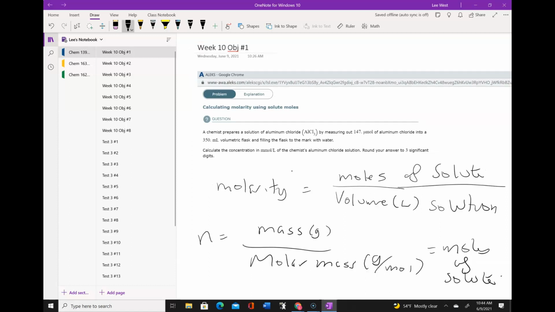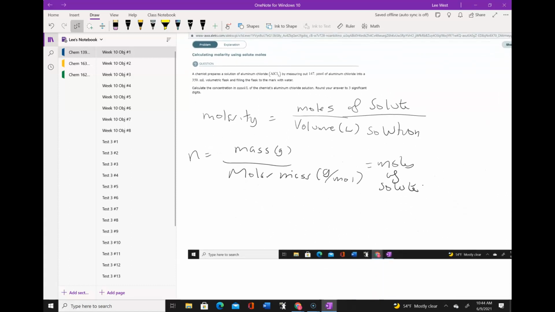Okay, so it's not too bad. So let's see what we've got here. It says a chemist prepares a solution of aluminum chloride by measuring out 147 micromoles of aluminum chloride. So what we know is that our number of moles of our solute is 147. And instead of using the micro symbol, I'm going to replace it with its meaning, which is times 10 to the minus 6 mole. And mol is the abbreviation for the mole. So that's our number of moles of our solute, which in this case is the ionic compound aluminum chloride.